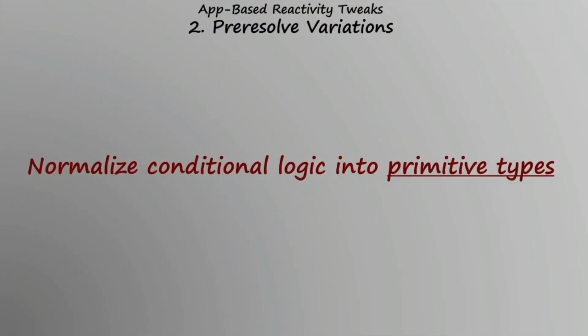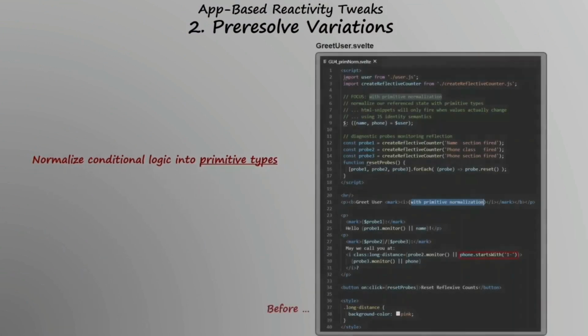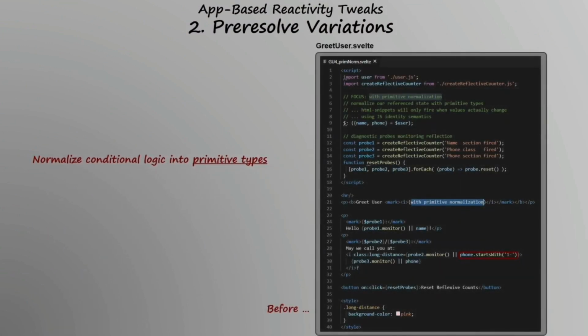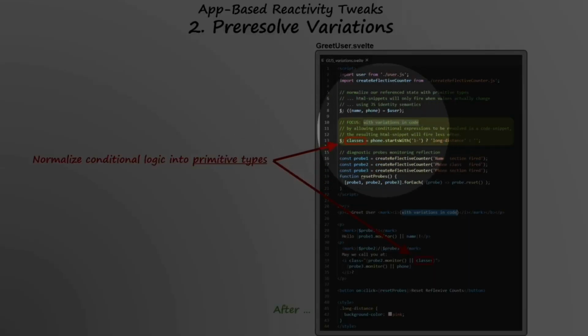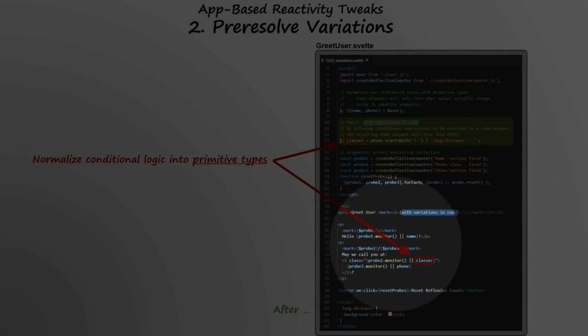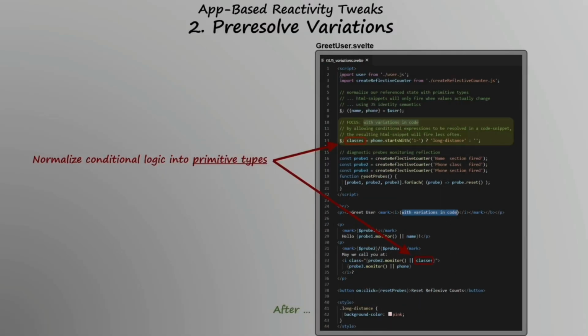So the second thing that we can do is normalize conditional logic into primitive types. So here is our code that contains conditional logic in our HTML snippets. And here is the after version where we have normalized this, resolving the CSS class name within a primitive string. So we've moved up here to a primitive classes string that's actually referenced within our HTML snippet.